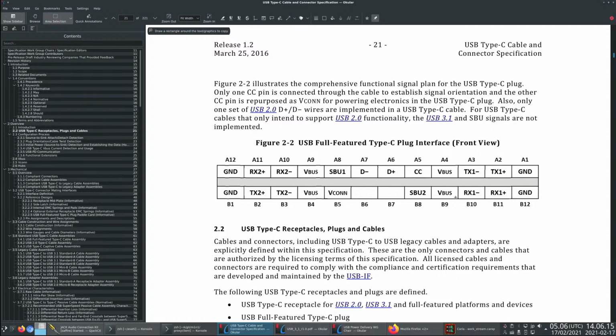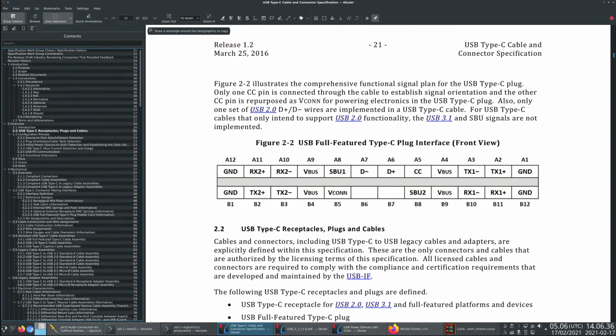So that's how this all works, and that's why you get all these complicated things where a cable can be up to 100 watts, that means 5 amps, or a cable can be USB 2.0, which means it only has these pins in the middle and CC and almost nothing else, or it can be a full spec cable, which means it has all the pins except for this extra pair of USB 2 pins. So this is the only thing you don't get.